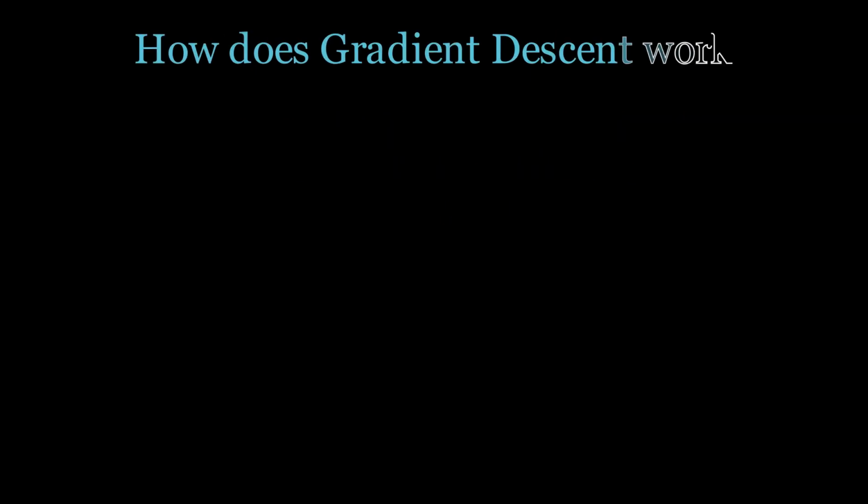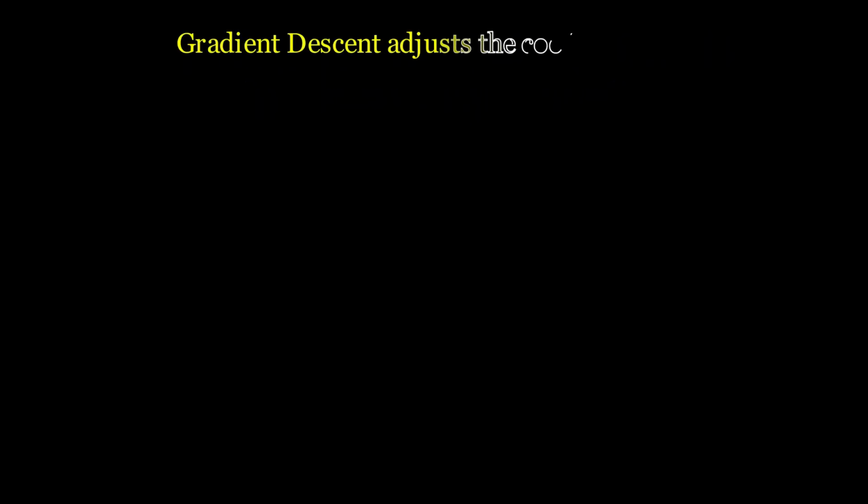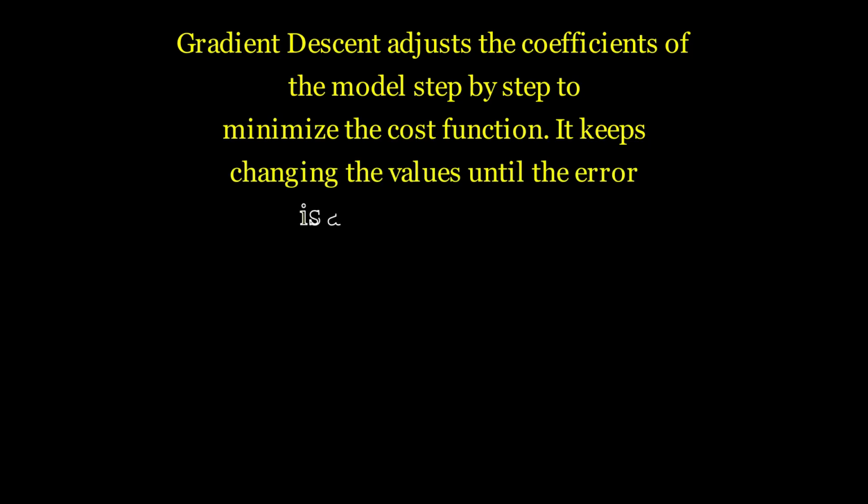How does gradient descent work in linear regression? Gradient descent adjusts the coefficients of the model step by step to minimize the cost function. It keeps changing the values until the error is as small as possible.